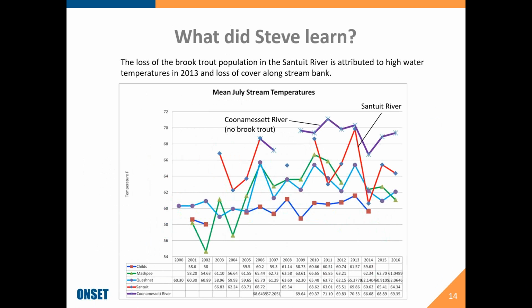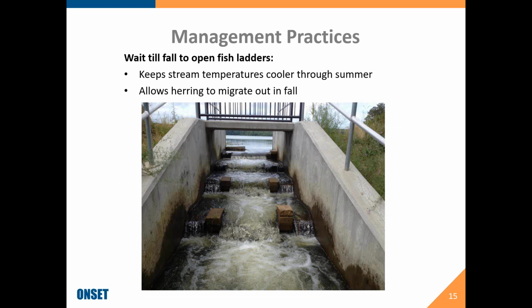And you can see the Coonamessett River, the purple line at the top. That has not been able to sustain a brook trout population at all. So again, temperature is a big factor in stream health.